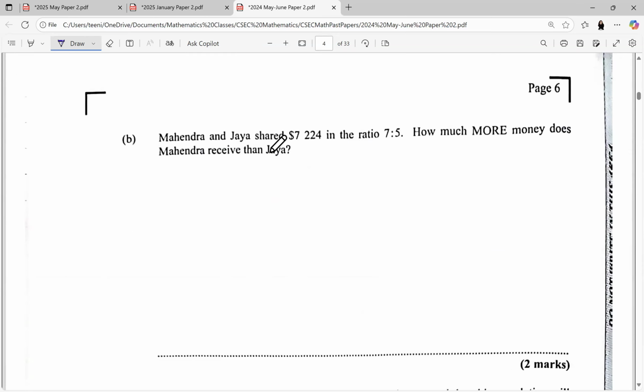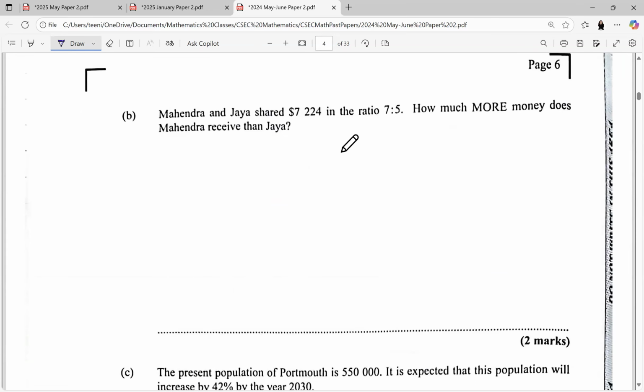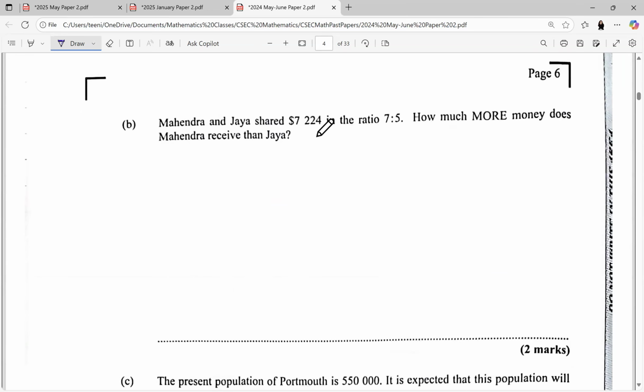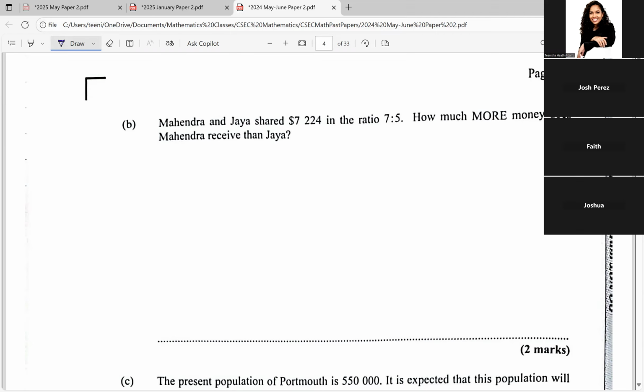Mahendra and Jaya shared $7,224 in the ratio 7 to 5. How much more money does Mahindra receive than Jaya? What fraction of the money would Mahindra receive, guys? If the ratio is 7 to 5, what fraction would Mahindra receive? 7 over 12. That's right.